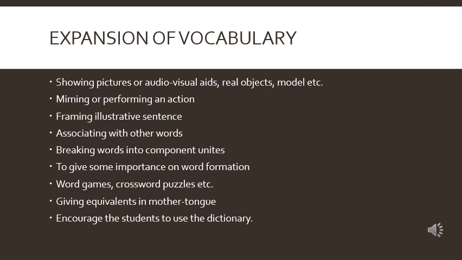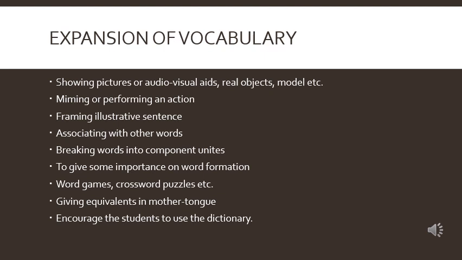And framing illustrative sentences, associating with other words, association of one word with another word can expand the vocabulary of our students. And breaking words into component units. This is another method of expanding vocabulary. A big word can be broken into two or three smaller words. And next is to give some importance to word formation. We have different types of word formation: prefixes, suffixes, compounding, blending, loan words. With the help of word formation we can expand the vocabulary of our students.